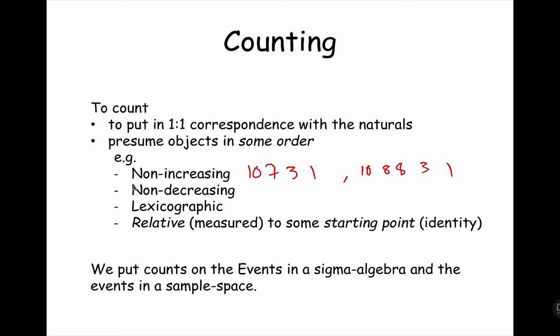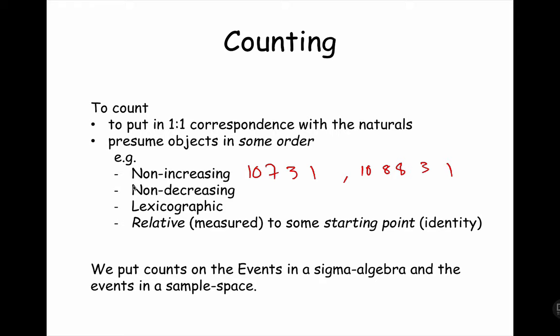Likewise, you have non-decreasing order. That means things are getting bigger, or they can be the same as you go through this list. You also have a different ordering called lexicographic. That means in terms of alphanumeric when you sort them, both in terms of their alphabetic order as well as numerical order. The numbers come before the letters in the alphabet.